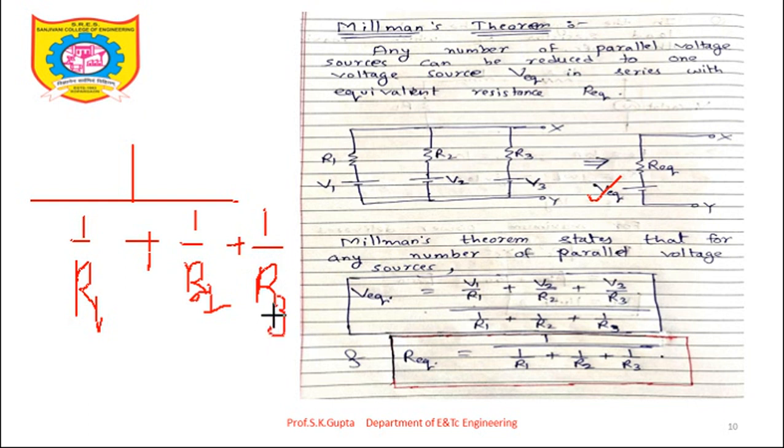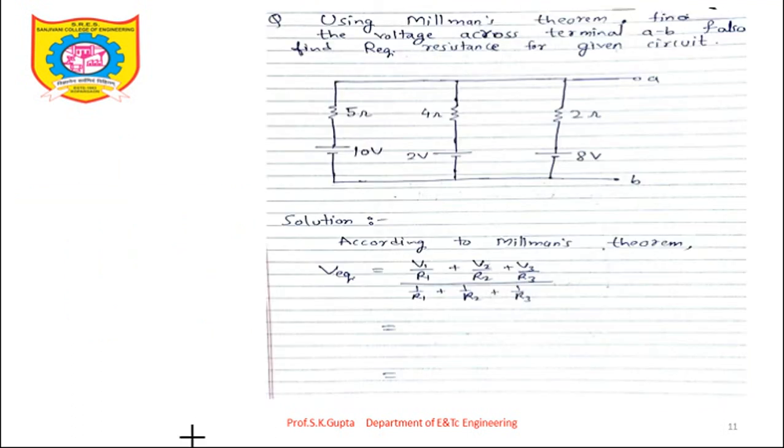Okay, what if the voltage polarity is different? In that case, instead of plus, you should take minus. Suppose here minus plus is there, this is minus, this is plus. So in that case, you should take minus before the voltage. Okay, so first example using Millman's theorem: find the value of voltage across AB.